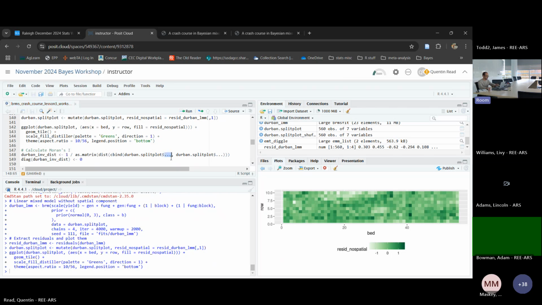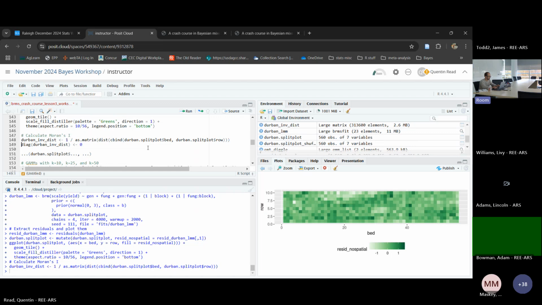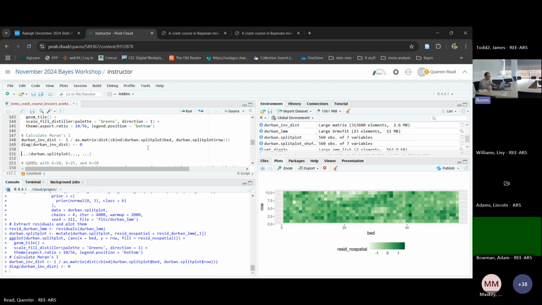So we're going to use bed as the name of the column for the x-axis. So we're going to fill in bed there. And row is the name of the y-axis. So those are the x, y coordinates of the plots. And we're going to get a distance matrix for them. We'll set the diagonal of that to 0.